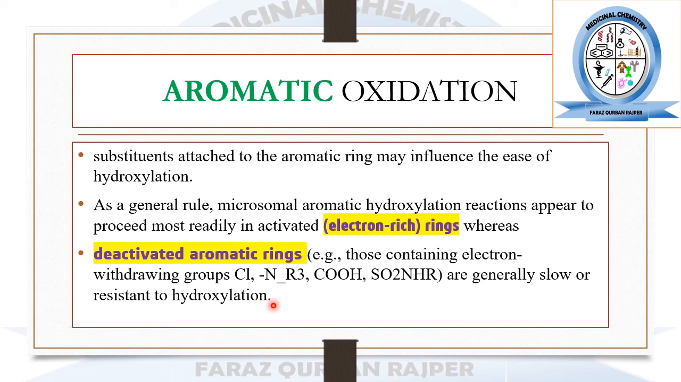They are the electronegative groups, like chlorine, nitrogen, chlorine basically referring to the halogen family, nitro, carboxylic acid, sulfonamide. These are basically slow or resistant to hydroxylation. Means in those rings in which these types of deactivating functional groups are present, they are causing the deactivation of the ring. They are extracting the electrons from the ring. Now the ring is becoming deactivated, so that's why they may cause slower aromatic hydroxylation, or they may cause resistance to the aromatic hydroxylation reaction.